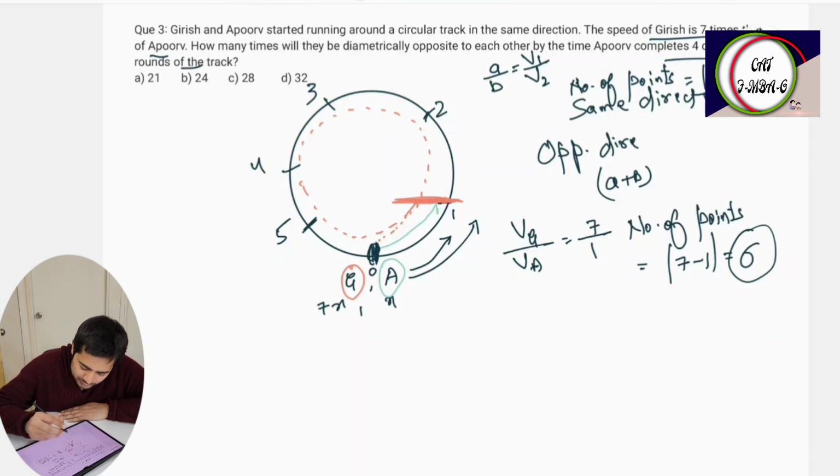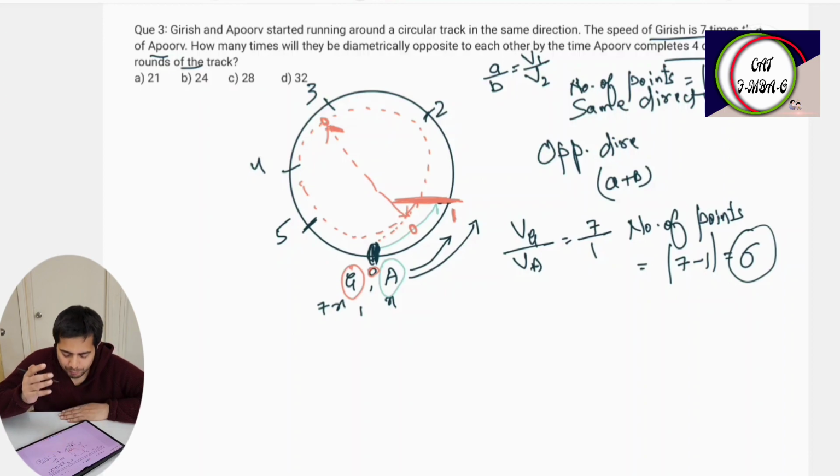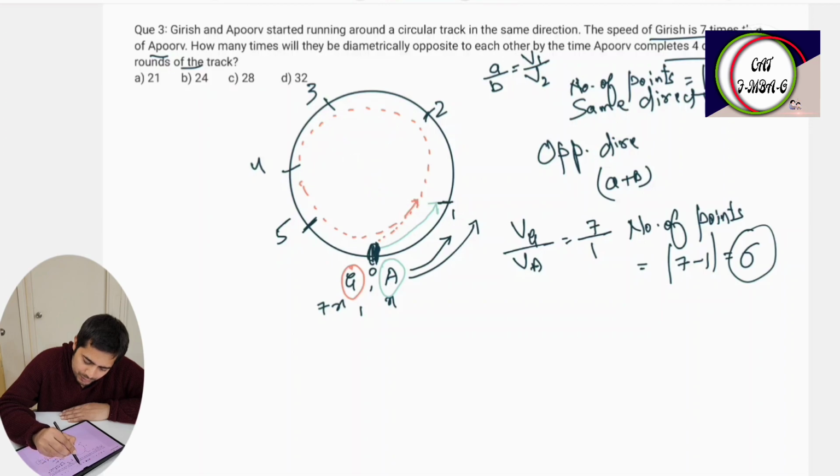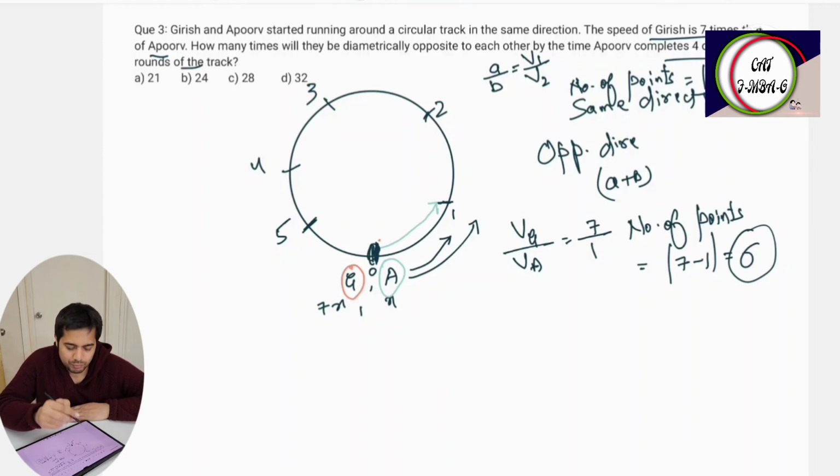Okay. Between this, there will be some time when, maybe here, Girish will be diametrically opposite to Apurv. So from this position 0 to 1, Apurv and Girish are diametrically opposite one time. Listen carefully again. Let me clear some things so that you can understand in a better manner. Listen carefully. If you are able to clear this concept in one shot, you can solve any question.